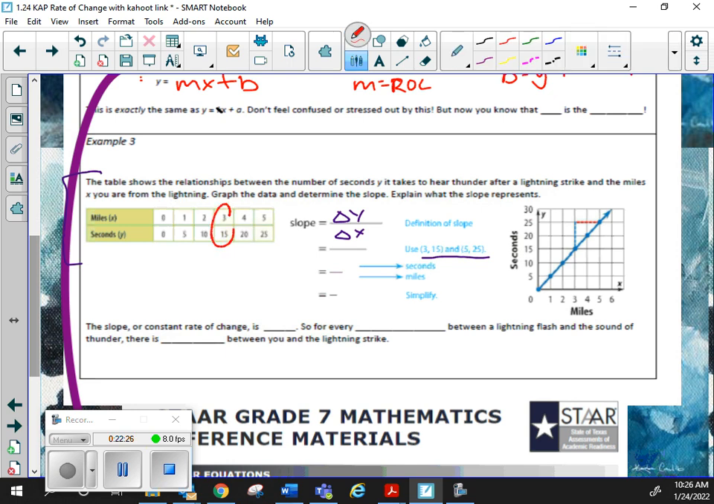It tells me to use 3, 15 and then 5, 25. So if I'm finding the change in y, what's happening there? Plus how much? 10. And what's the change in x? Plus 2. So if I plug that in, it would actually be 10 over 2. What does 10 over 2 simplify down to? 5 over 1 or just 5.